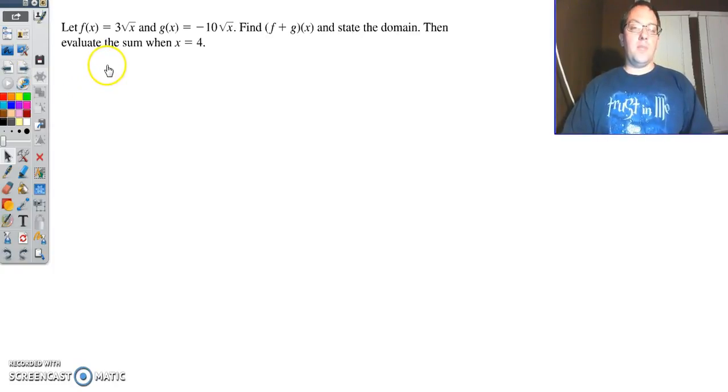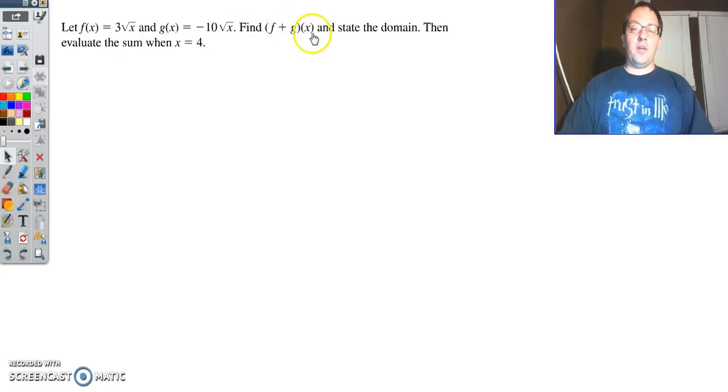So let's do a couple examples here. Here we have f of x is 3 square roots of x, g of x is negative 10 square roots of x. We want f plus g of x, and we want the domain. Then we want to evaluate this sum. What do you get when x equals 4?